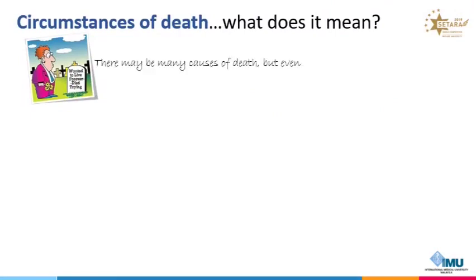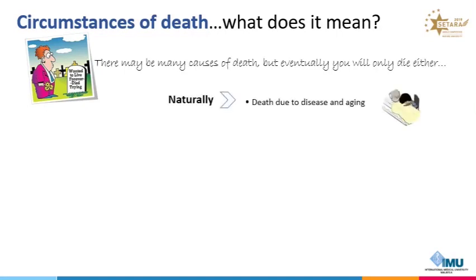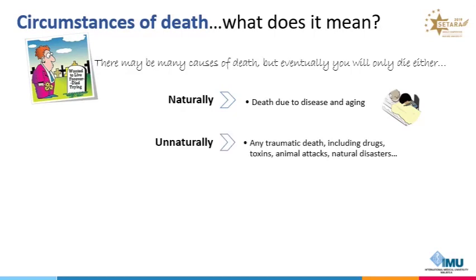Now, in most situations, a person would die naturally, that is due to some form of disease or simply because of old age. But of course, there are several reasons why a person would also die unnaturally, and these are essentially traumatic types of deaths. Now, trauma can be both physical trauma as well as other types of trauma, like, say, for example, drug overdose, toxins, being attacked by an animal, or being a victim of a natural disaster, like, say, a landslide or a tsunami. These are all traumatic deaths, and therefore they are considered unnatural deaths.